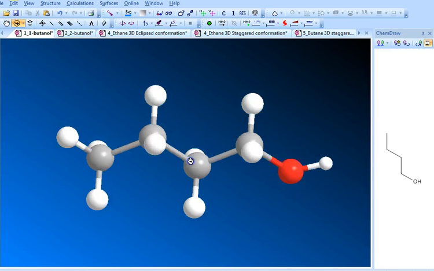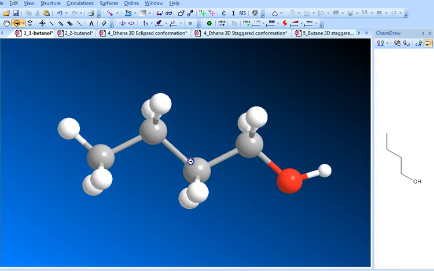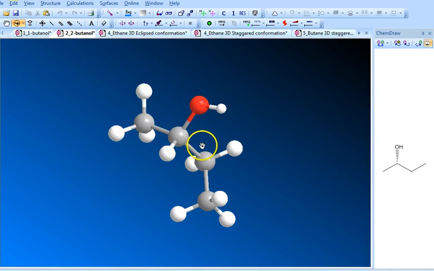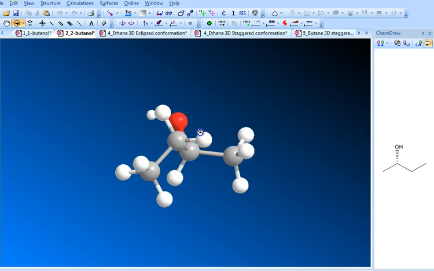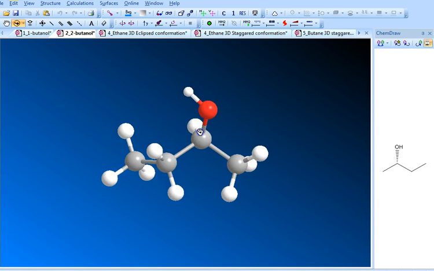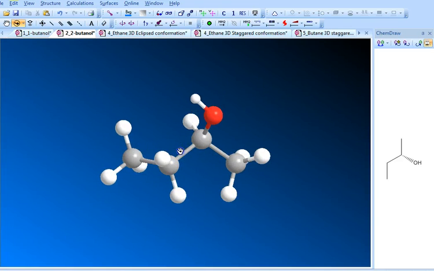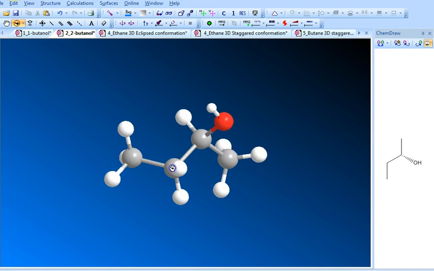Okay, so this is 1-butanol, and let's check out the structure of 2-butanol. And here is the structure of 2-butanol, and you see that now you have an OH group on the second carbon instead of the first carbon. So this is definitely a structural isomer of 1-butanol, correct? And so it has a different structure.